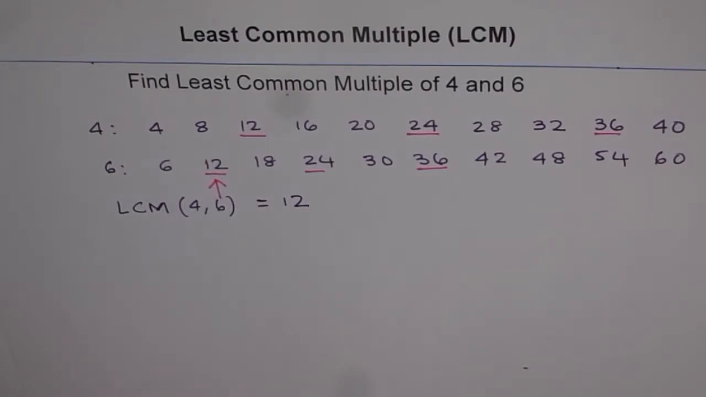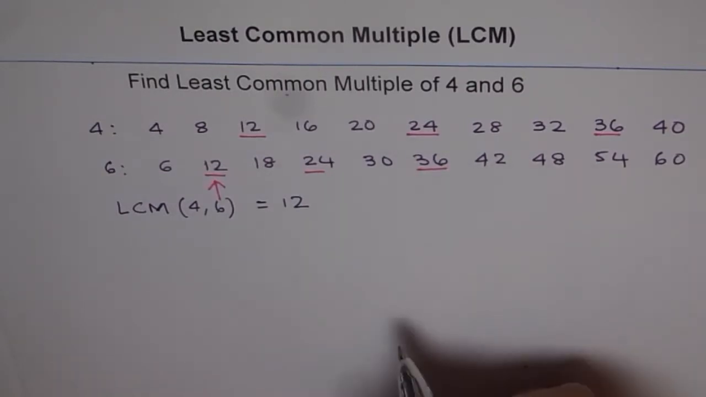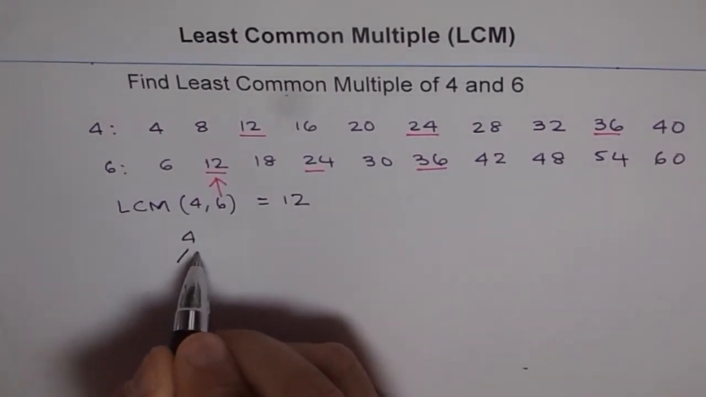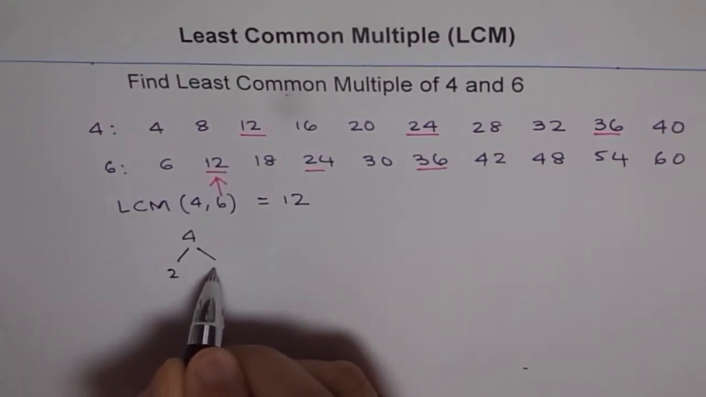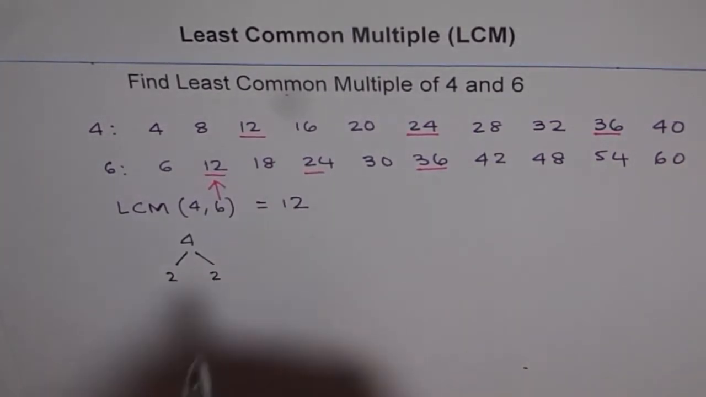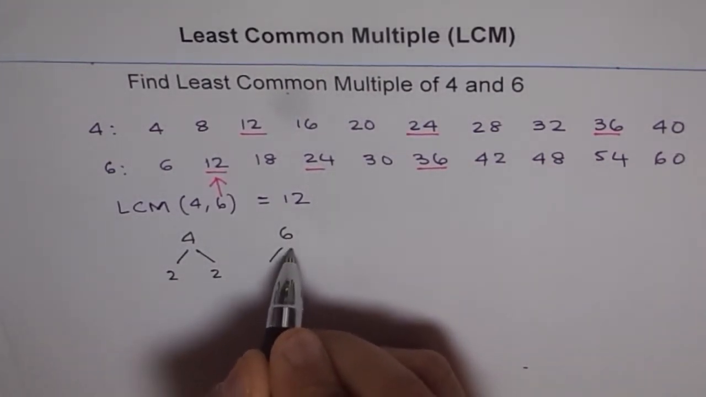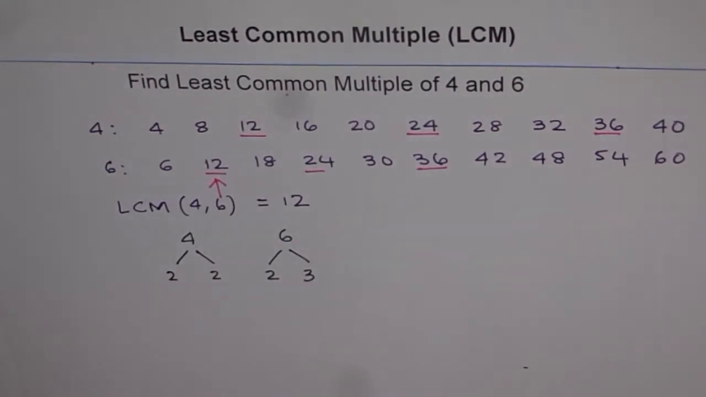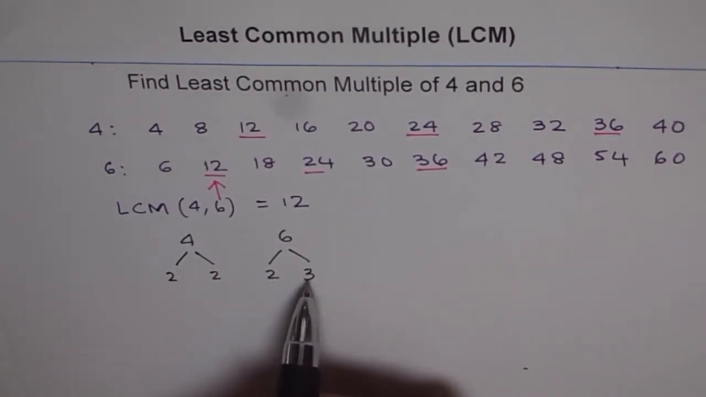Now I'll show you an alternate way of doing it, and that is called prime factoring or prime factorization. In that, what we do is we try to find prime factors of the numbers, right? So here we have two numbers, 4 and 6. What are the factors of 4? 2 times 2 is 4. So prime factors for 4 are 2 and 2. How about 6? For 6, the prime factors are 2 and 3. So 2 and 3 make 6. So these are factors. When you multiply them, the product is 6.